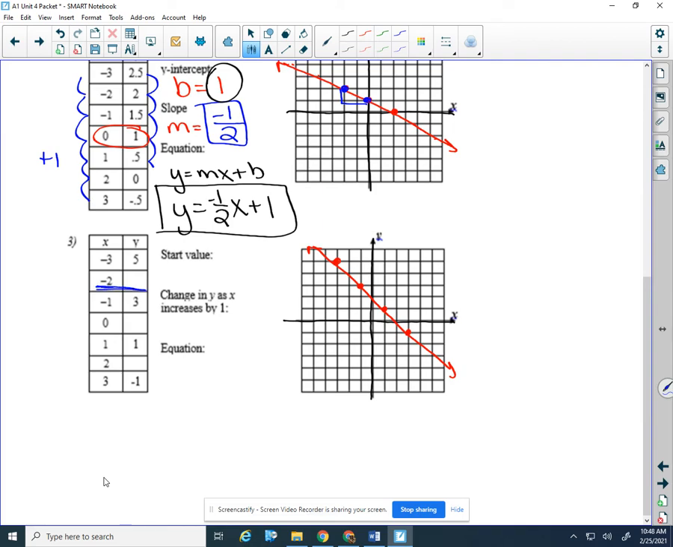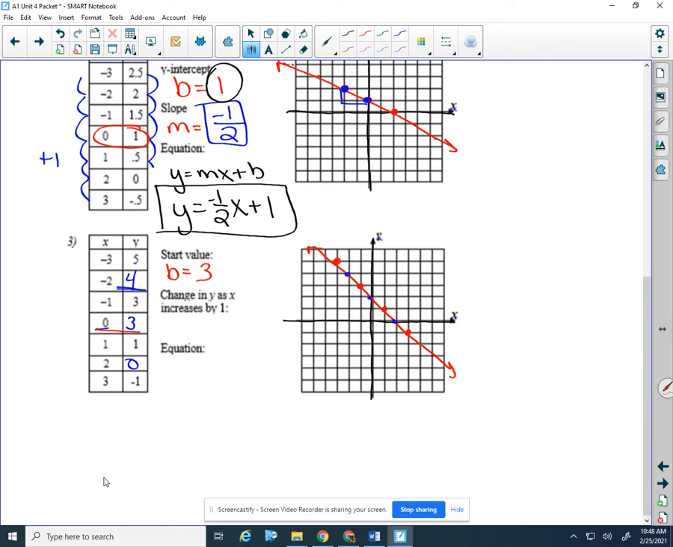So when x is -2, y is right in between there, it's 4. When x is 0, y is 3. Whoops, that's a really bad 3, sorry about that. When x is 2, that makes the point 2, 0. You could also just use patterns and see that the y is going down by 1 each time. That's fine. So our y-intercept, our starting number, is 3.